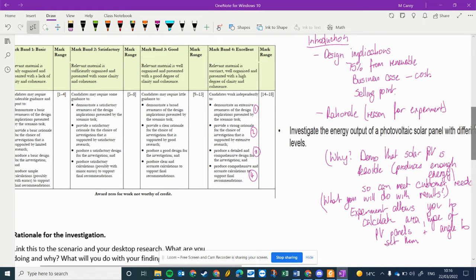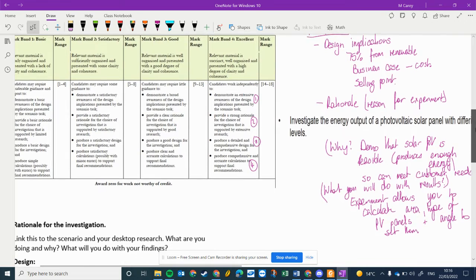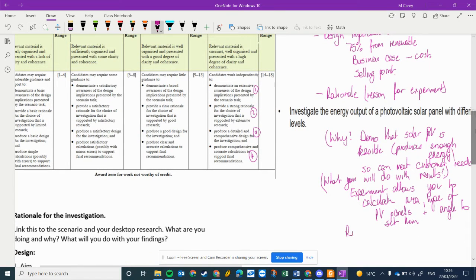Now, next thing is, supported by extensive research. Refer to your desktop research. Just refer to it as found out in desktop research, right? Link it in to that just to show this part here. So the teacher can happily take that off when she's marking it.